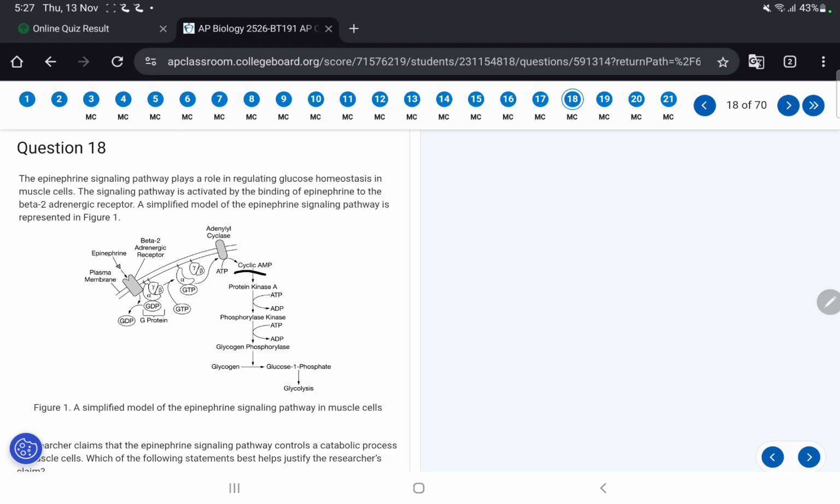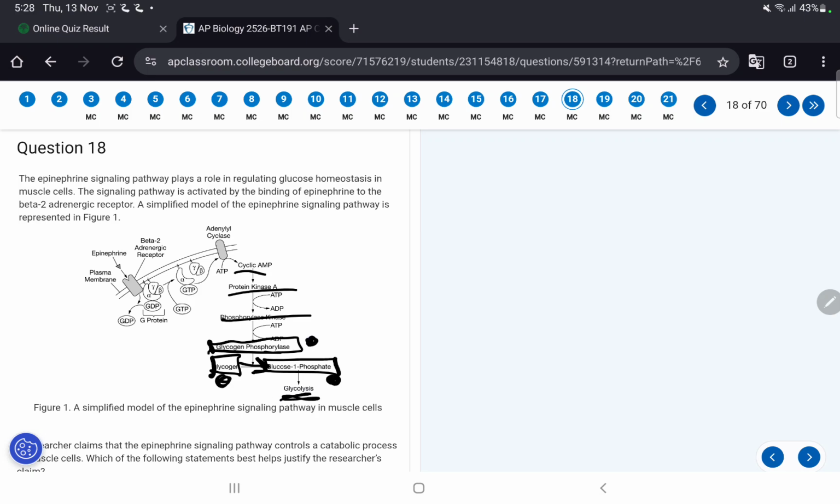So the cyclic AMP activates this, that then activates this, that then activates this, and then the activation of this will cause this to break down into this, and the process of this breaking down into this is called glycolysis.